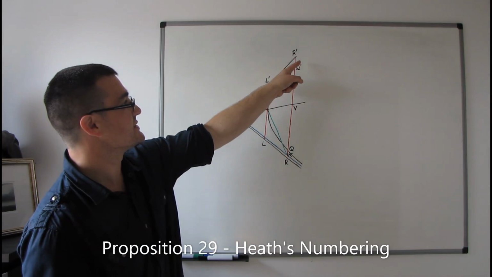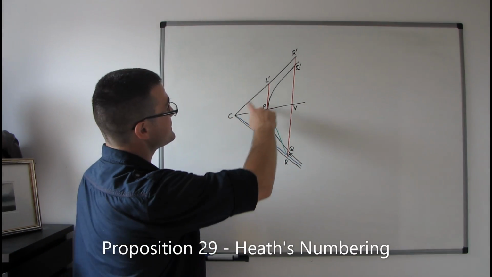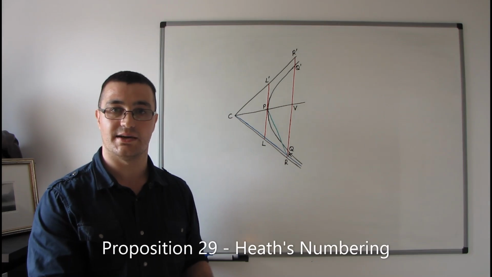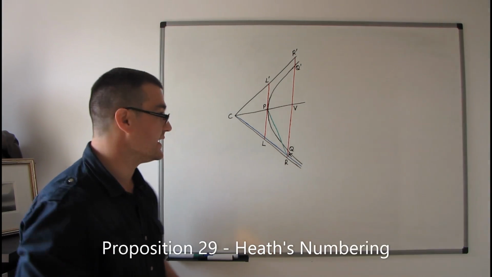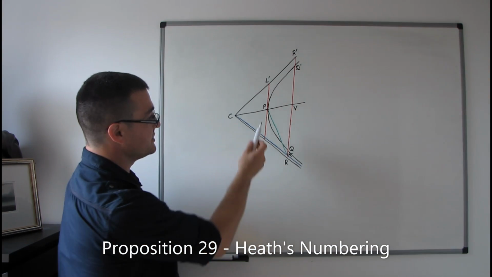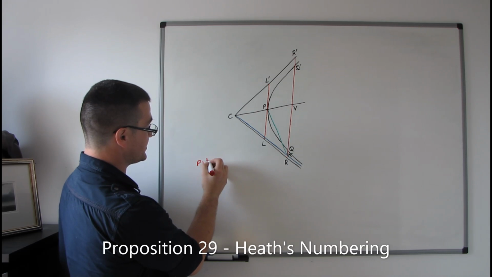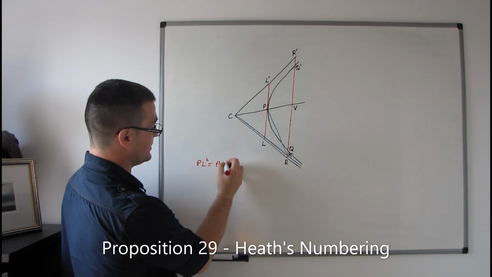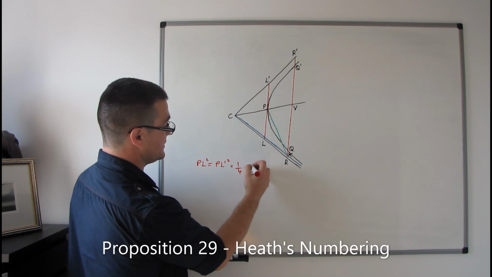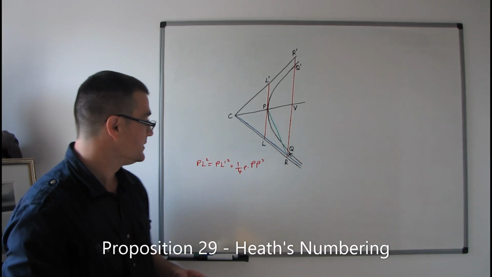So what we've got here is a hyperbola, and the lines CL and CL primed are asymptotes. So asymptotes formed in exactly the same way that we would have done in proposition 28, namely choosing L and L primed on that tangent line at this point P, such that PL squared is equal to PL primed squared is equal to a quarter of the figure of the hyperbola.